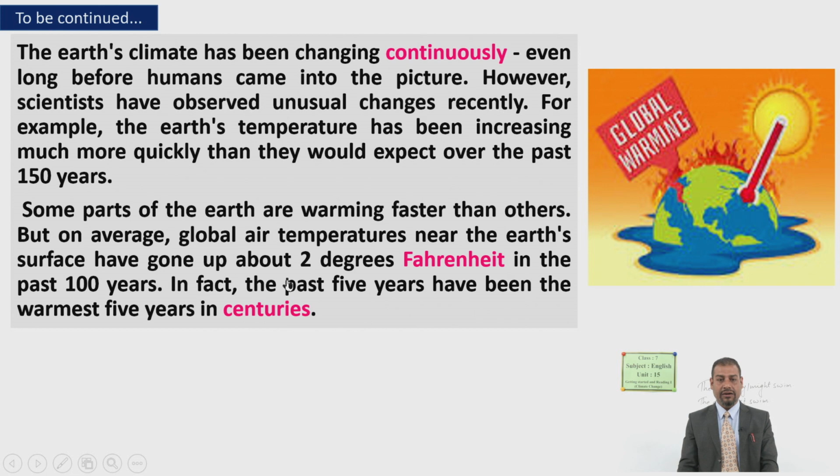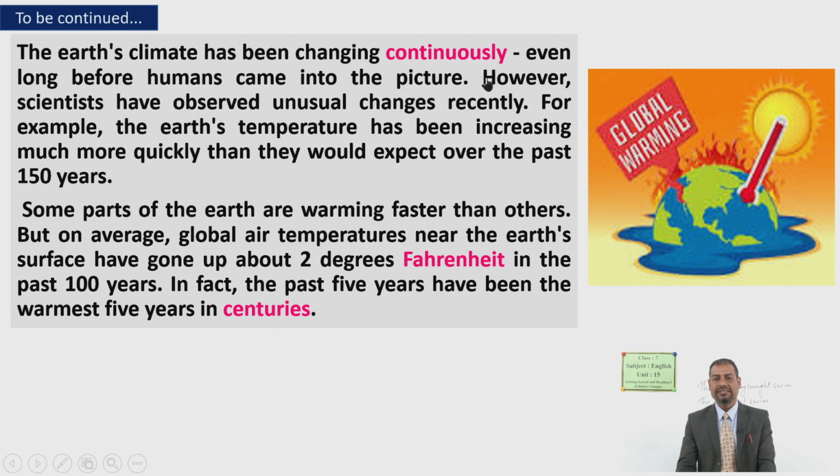All right. See, the surface temperature has gone up by 2 degrees Fahrenheit, we have to understand, in the past 100 years. And another important thing you have to remember is, in fact, the past 5 years have been the warmest 5 years in centuries. In centuries, a 100-year period of time, the last 5 years have become the warmest 5 years. Means very much warm, because of climate change. So have you got the idea? This is all about global warming, okay?